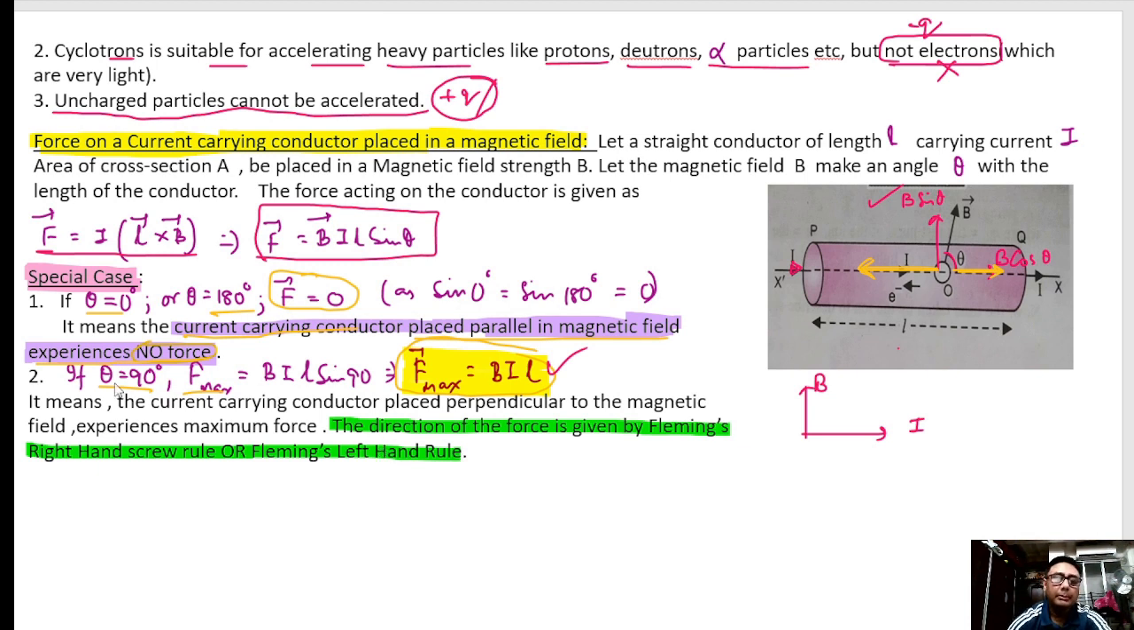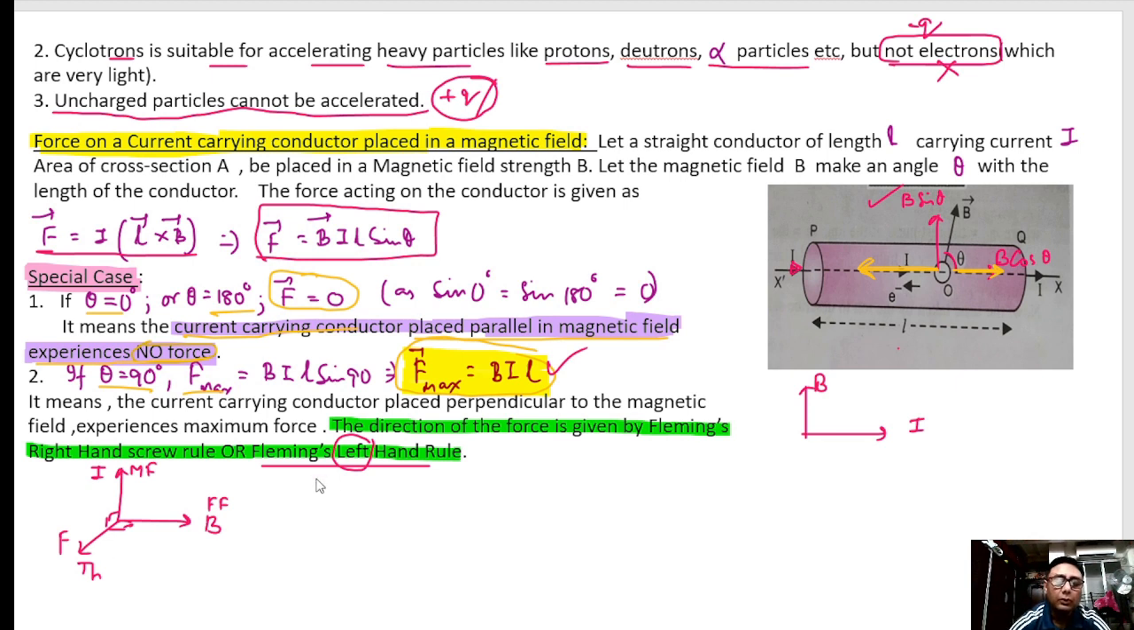Okay, so remember Fleming's left hand rule. He told that if this is the direction of the magnetic field and this is the direction of the current, then the force will be perpendicular to both the current and the magnetic field. So we have to use our left hand. This is the middle finger, this is the forefinger, and the thumb will point to the direction.